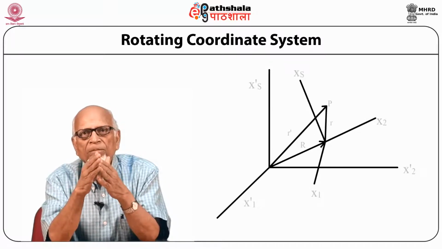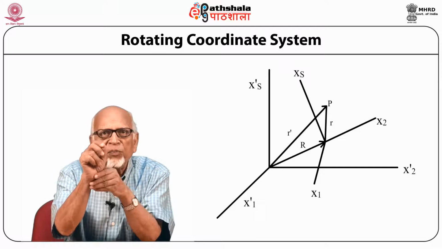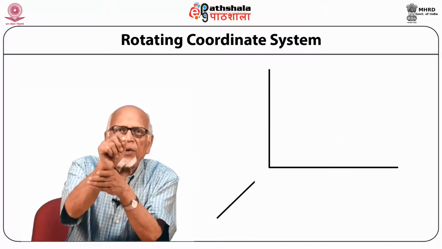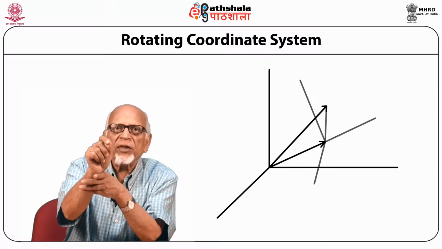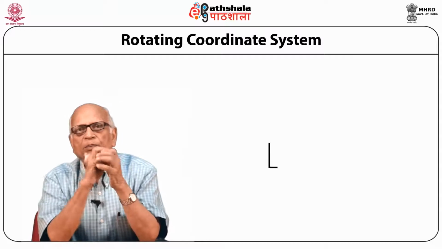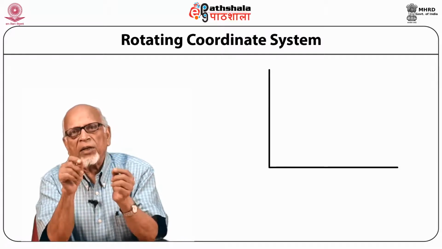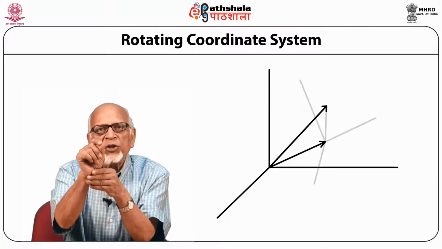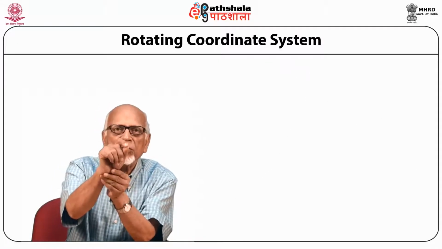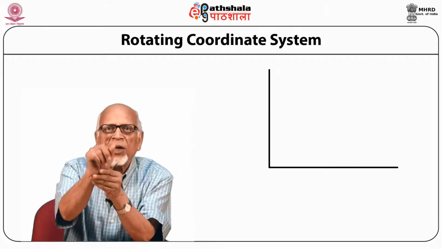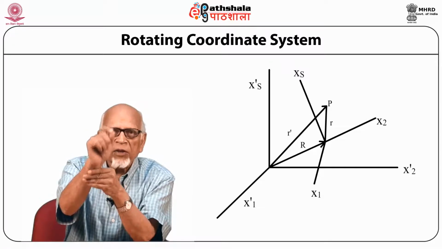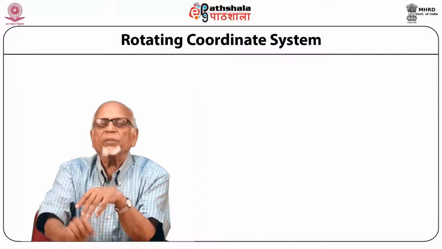That is, the position vector of the point P with respect to the inertial frame, r prime, is equal to the vector sum of capital R and small r, where capital R is the position vector of the origin of the rotating frame with respect to the inertial frame, and small r is the position vector of the point P with respect to the rotating frame.